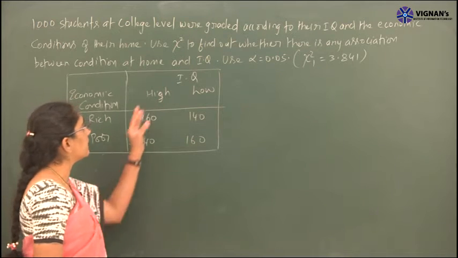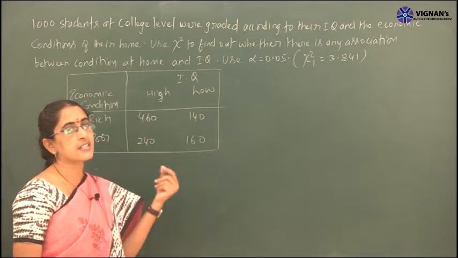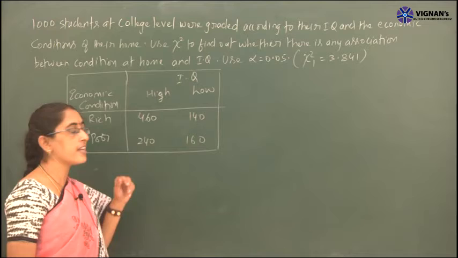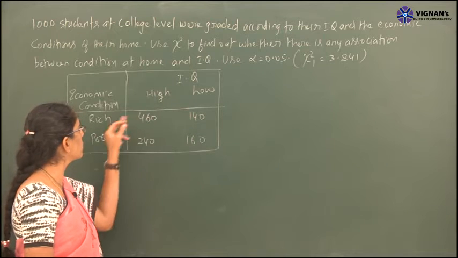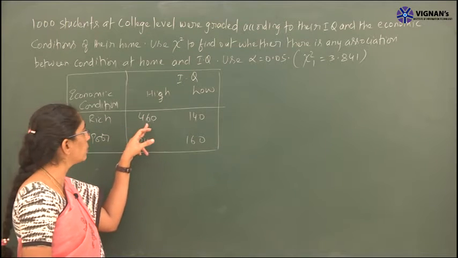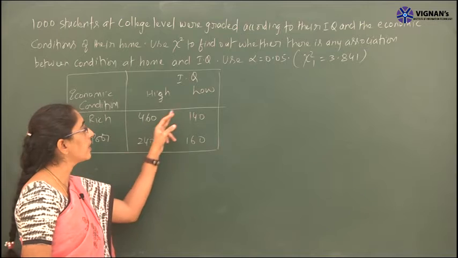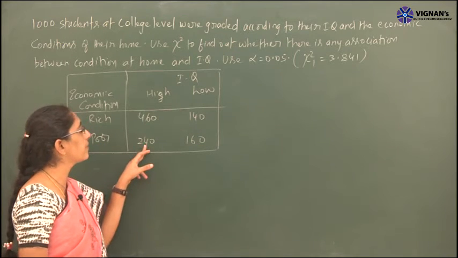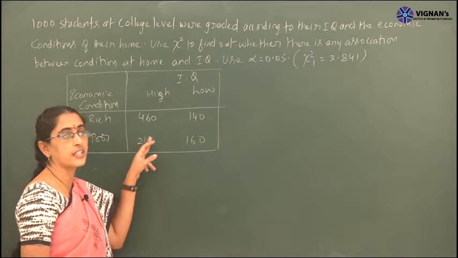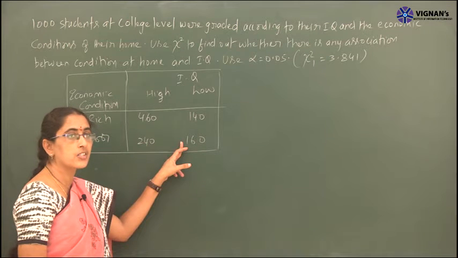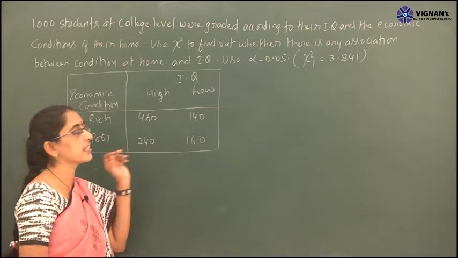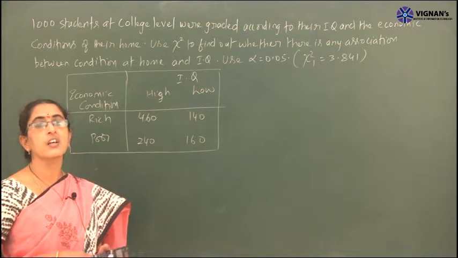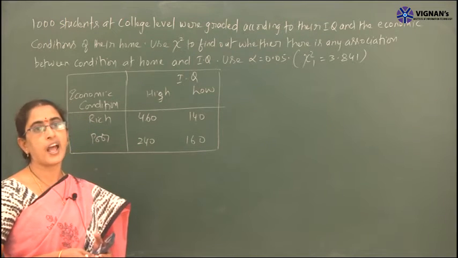Now if you see the table here, the IQ is classified into two classes as high and low, and the economic conditions of their home are classified as rich and poor. Those who are rich and having high IQ are 460, rich and low IQ is 140, poor and high IQ is 240, and poor and low IQ is 160. Now we have to test whether there is any association between their economic conditions and their IQ.